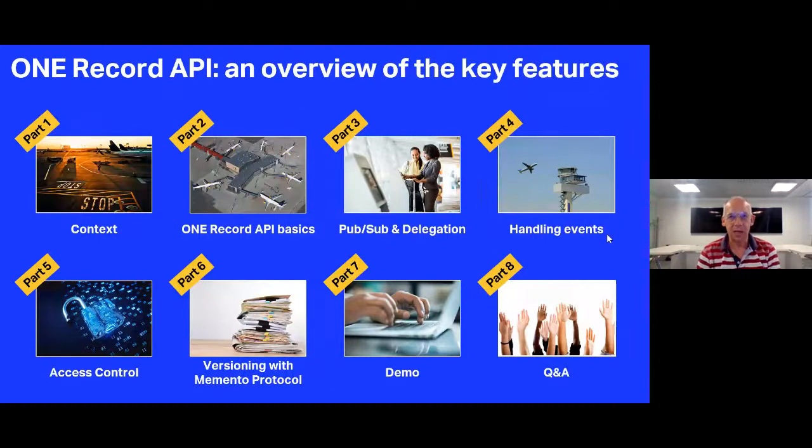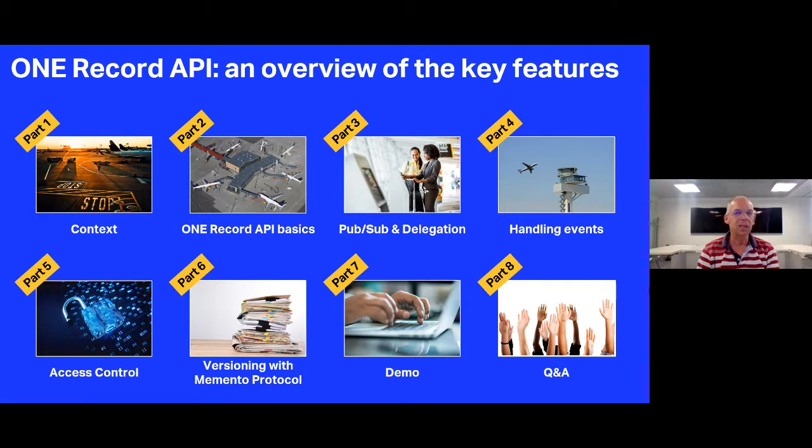Okay, so what are we going to look at when we're talking about key features here? The first thing is, let's look at where this fits. What's the context of the API in the OneRecord story? There's lots of other elements in there. API, where does it fit? Then we'll look at the basics. When we talk about API, generally, we only talk about the basics. So we'll start with that.